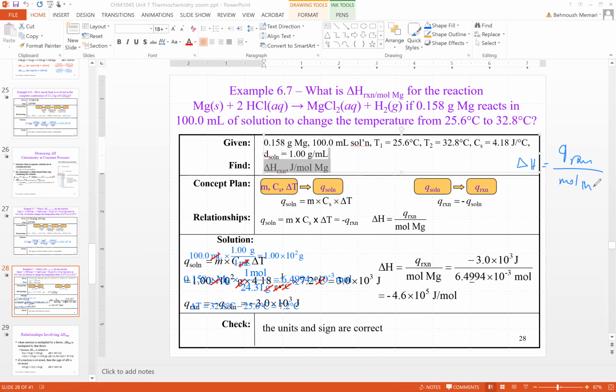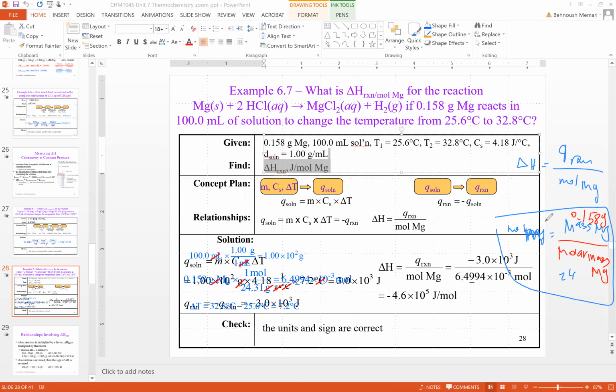To find the moles of Mg, take the mass of Mg, which is given as the value you have here, 0.158 grams, and divide by the molar mass of Mg. The molar mass for Mg is 24 grams per mole. So from that, you find the moles of Mg.